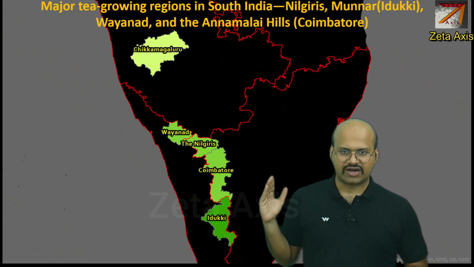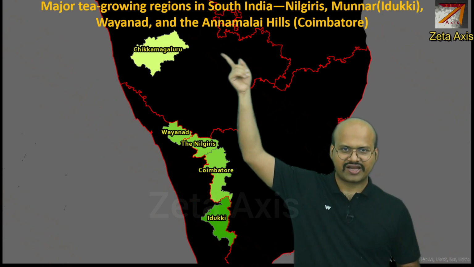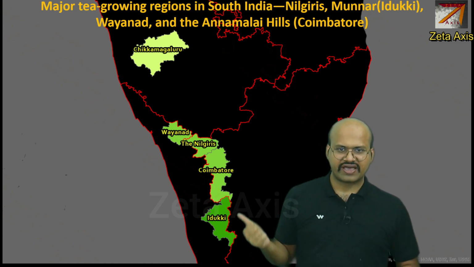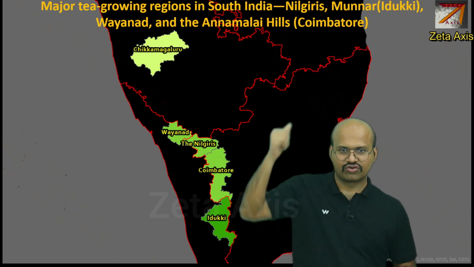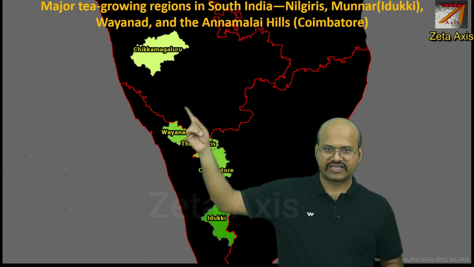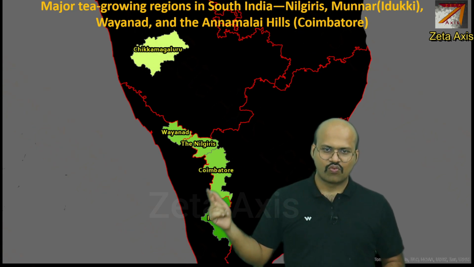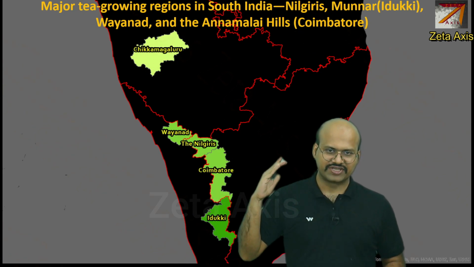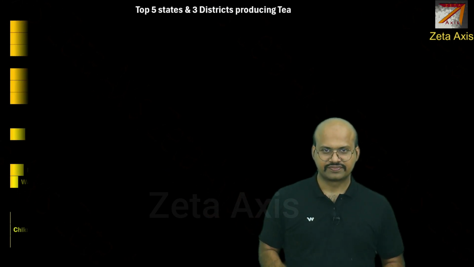Within Tamil Nadu, we have the Nilgiris and Coimbatore. Remember, Coimbatore has the Annamalai Hills where tea is produced, and in Idukki we have the Munnar Hills. Idukki is in Kerala, so it produces tea, and Wayanad is also in Kerala. So Wayanad and Idukki are the major producers in Kerala, while Coimbatore and the Nilgiri districts are major districts producing tea in Tamil Nadu. Within Himachal Pradesh, we have Kangra and Mandi districts producing tea.